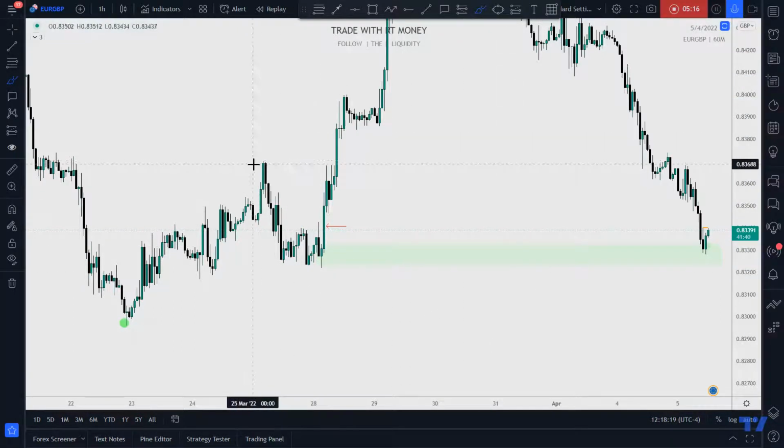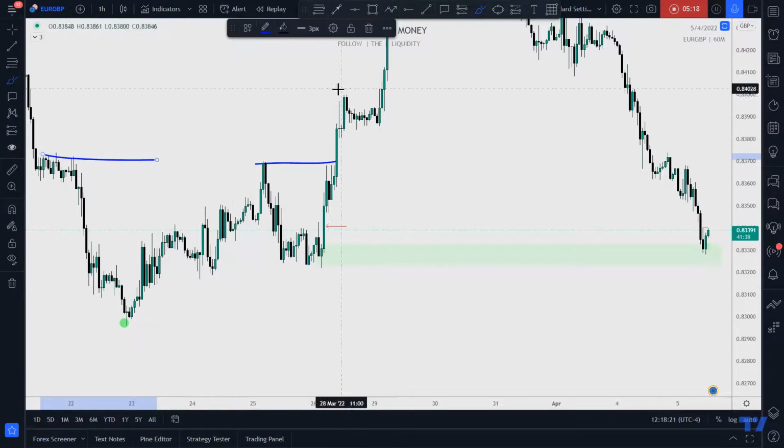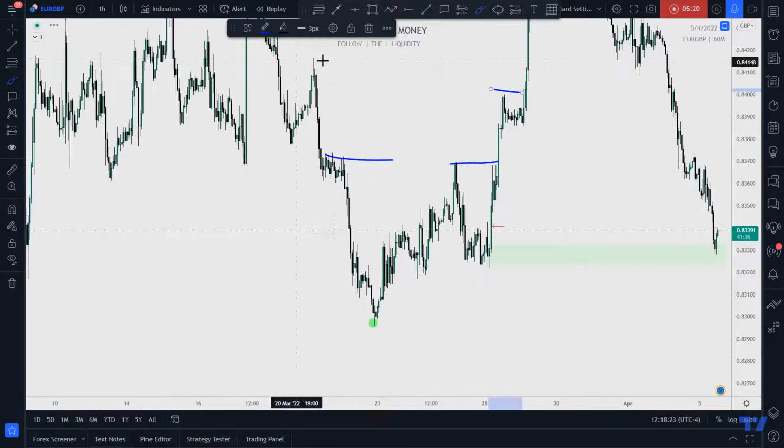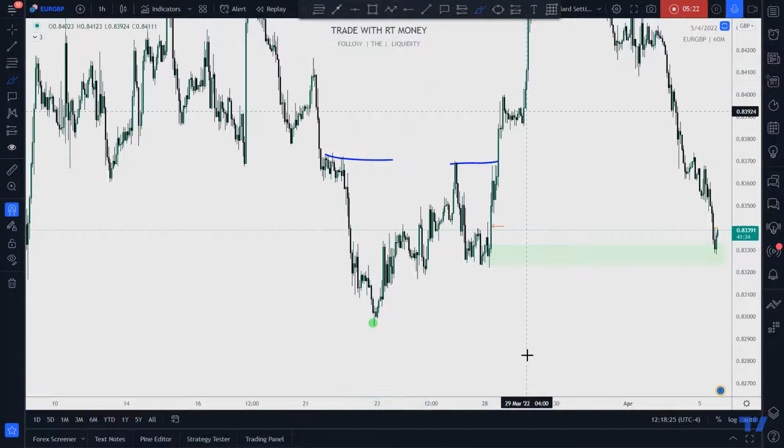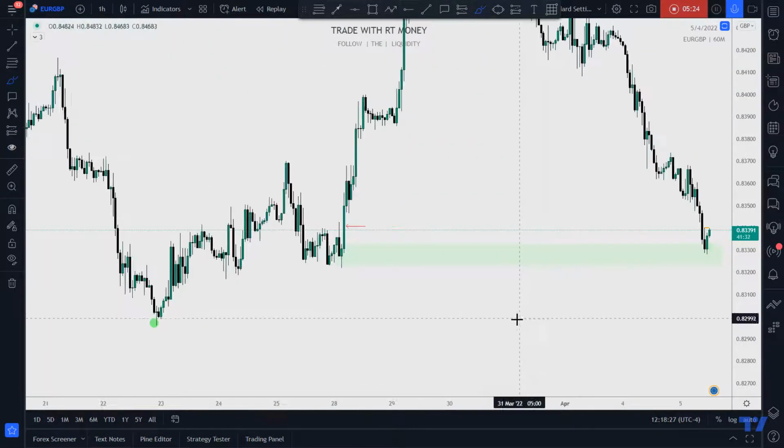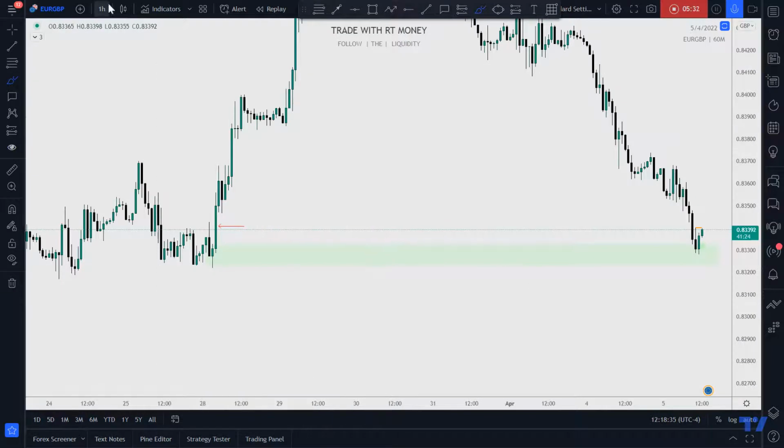It broke structure to the upside. All right, that's what you want to see. When I'm picking an order block, I want to see strength. I want to see validity to it. Did it accomplish something? Do you understand my thought process?